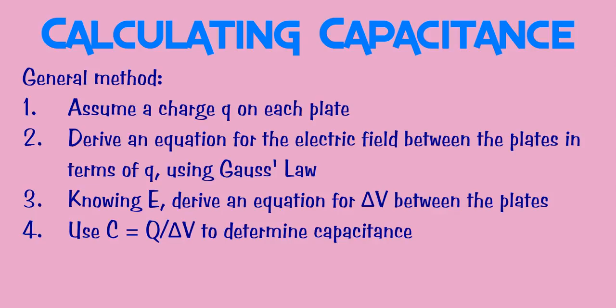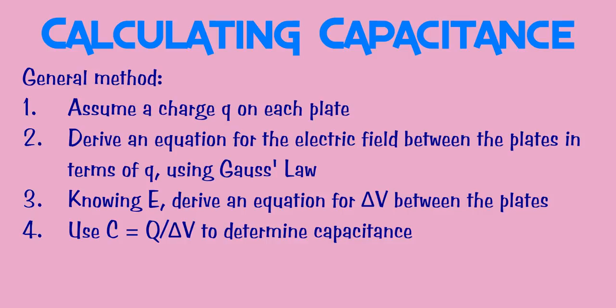This video will introduce you to how to calculate capacitance for a few different capacitor geometries. We'll start out with the general method, following along with 4 steps. For starters, we're going to assume that there's a charge of Q on each plate. As we know, one of those plates will be positive and one will be negative. And again, we're using the word plate to mean conductor in this case.